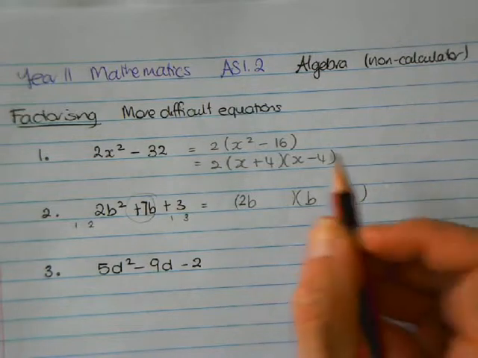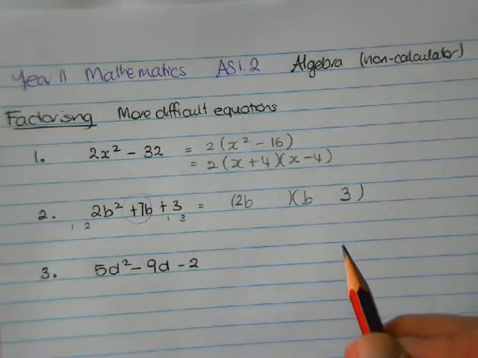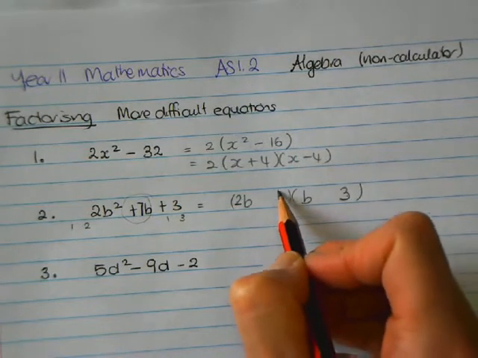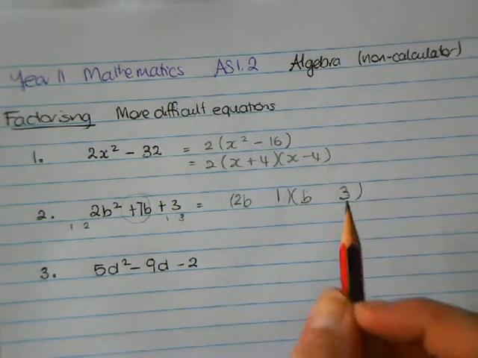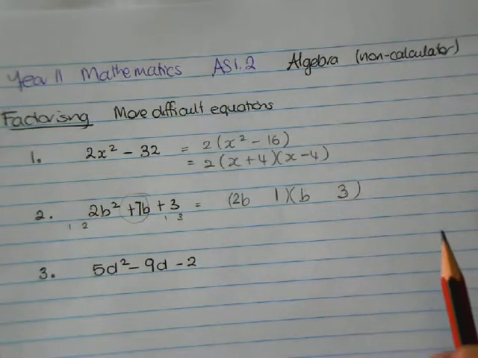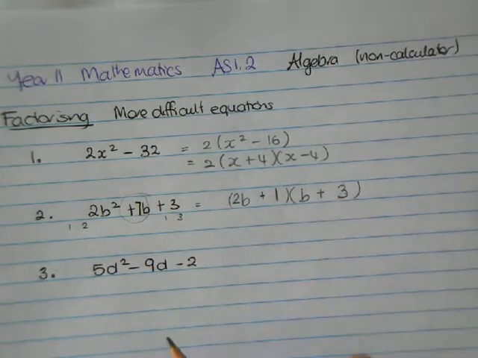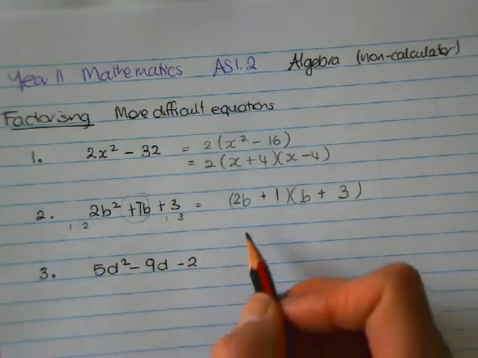So, if I put the 3 here, 2b times 3 gives me 6b. If I put my 1 here, I get another 1b. So just recapping that, 2b times 3 gives me 6b, plus another b will give me 7b. And that's how I can factorise that one there.